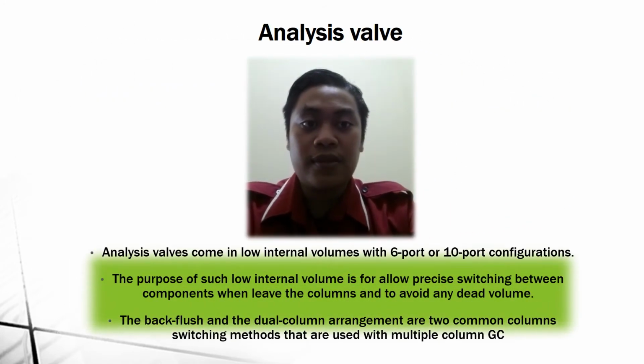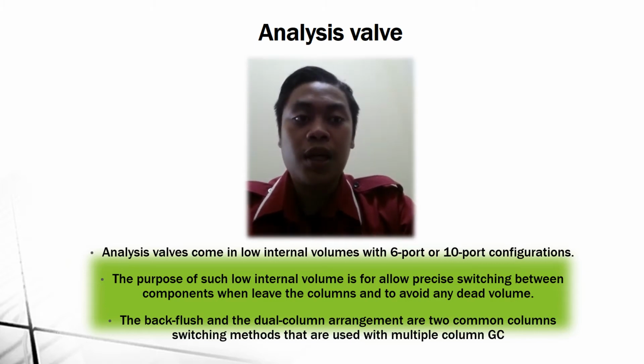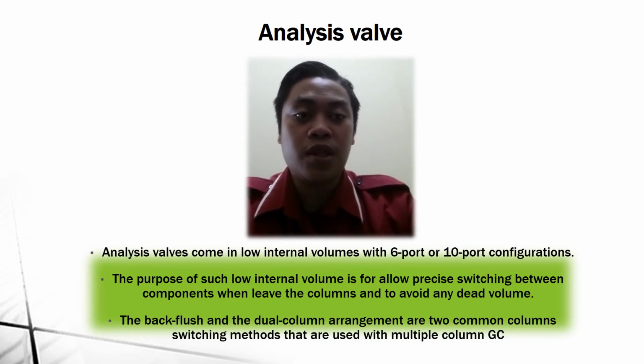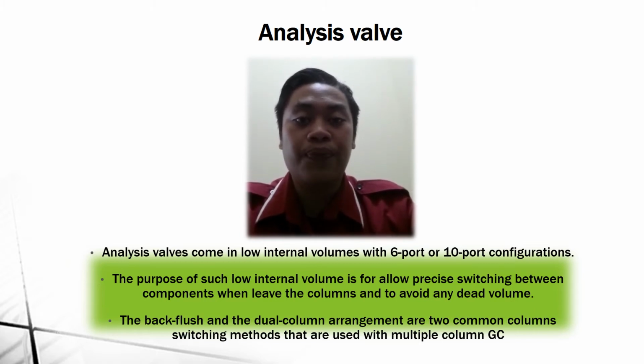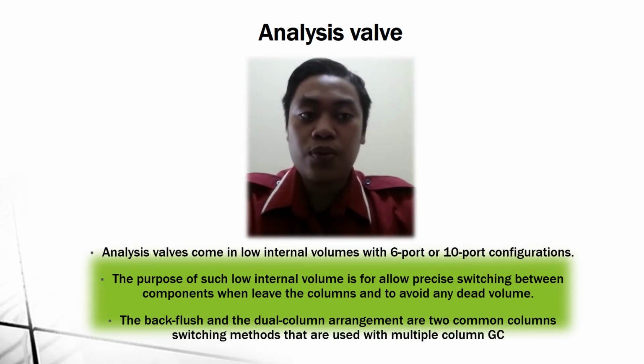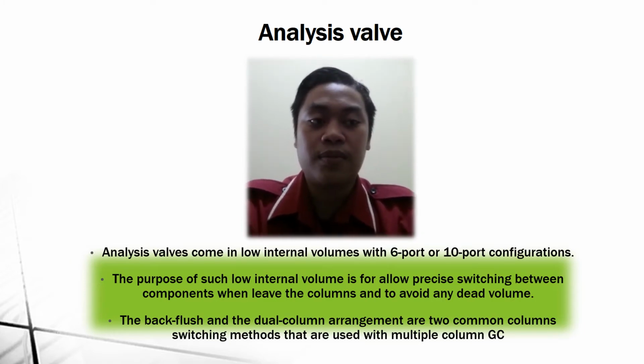Analysis valve. Analysis valves come in low internal volume, either 6 port or 10 port configurations. The purpose of such low internal volume is to allow precise switching between components when leaving the columns and to avoid any dead volume. There are two methods used for column switching, which are backflush and the dual column arrangement.